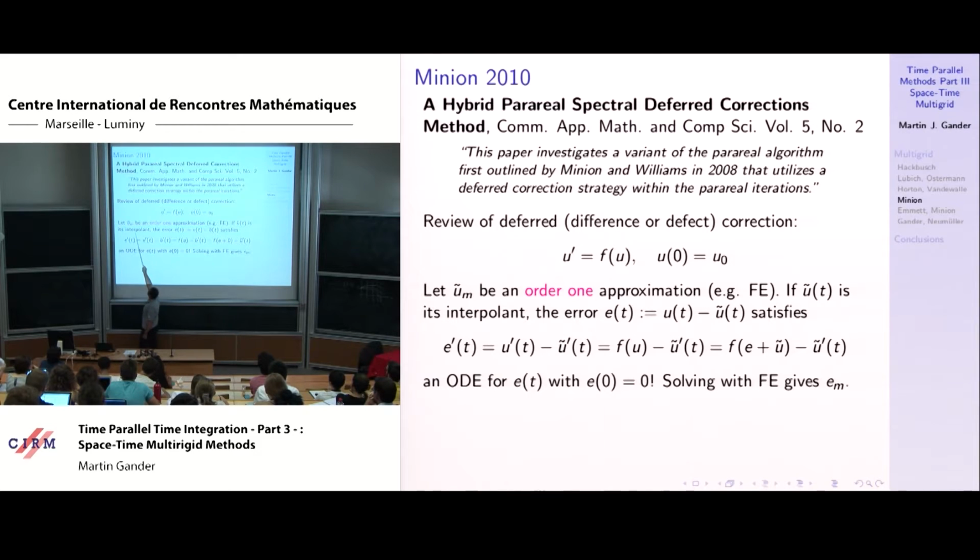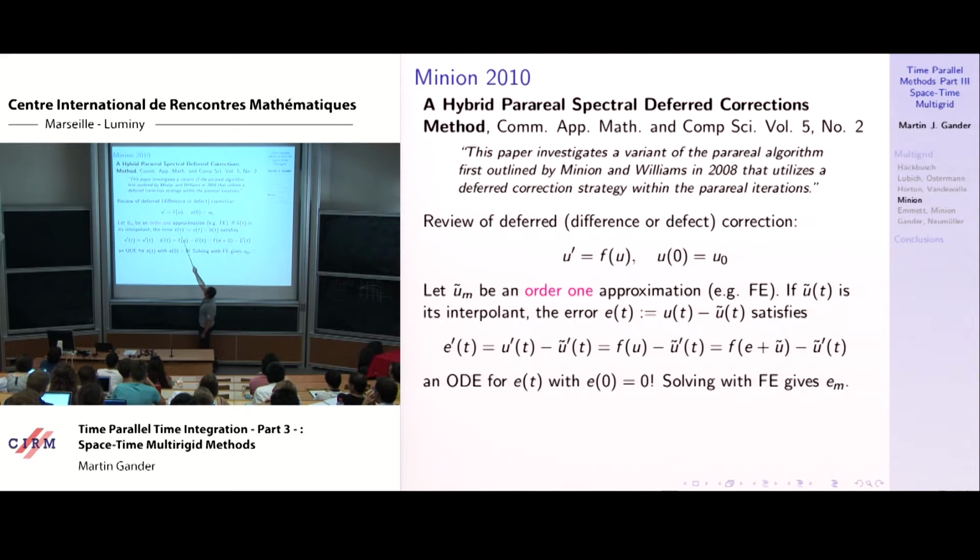So I calculate u tilde using Euler steps, forward Euler, for example. Then I interpolate the solution between these discrete points. Now I have a continuous approximate solution of the trajectory. Then the error, which is also a function in time, is the difference between the exact solution and my interpolated Euler solution. And now we can see what kind of equation this error satisfies.